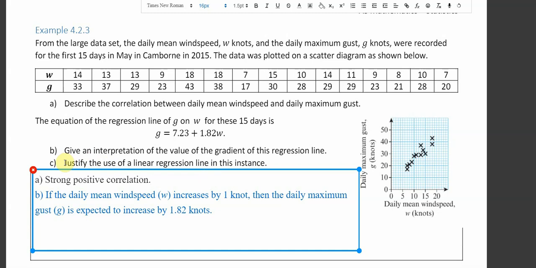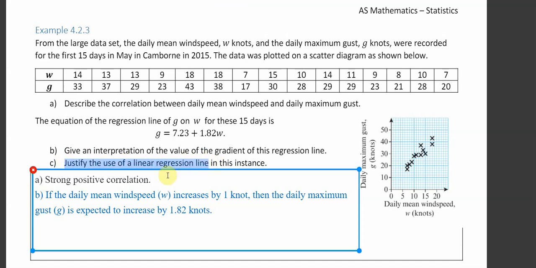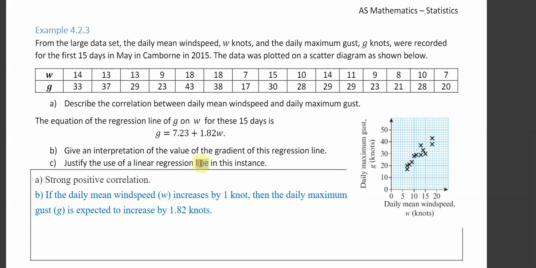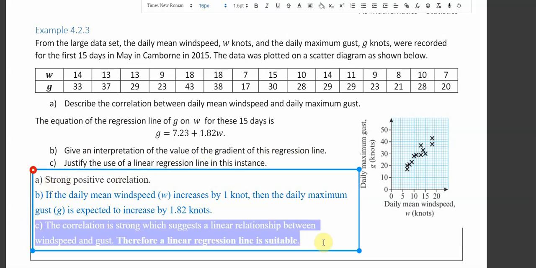Now part C, justify the use of a linear regression line in this instance, or a linear regression model. We could use the word model there instead of line. So why is it suitable to use a line of best fit here rather than a curve of best fit, for example? Well, it comes back to part A. It's because we've got strong correlation.